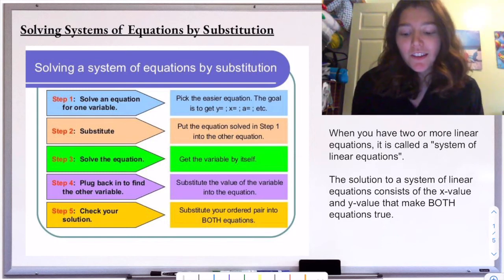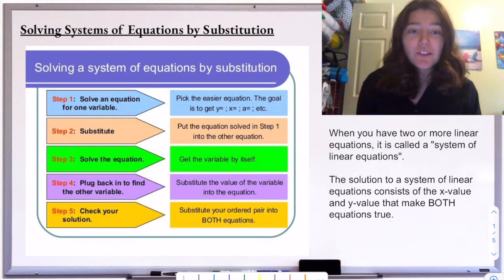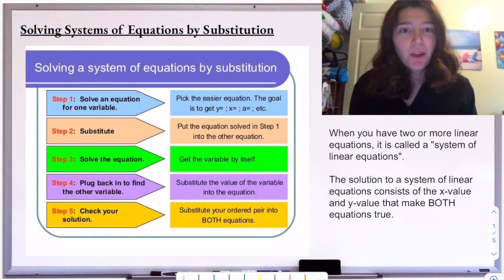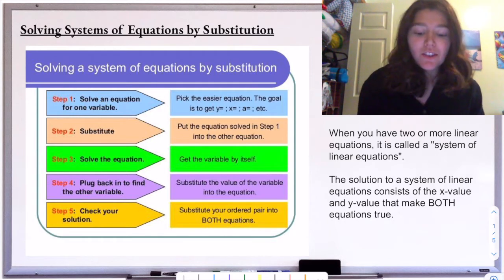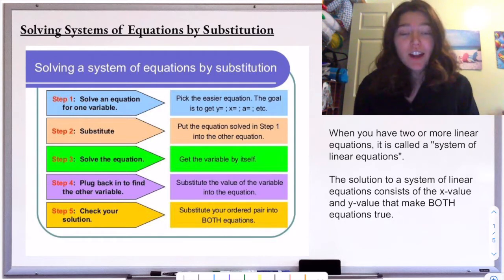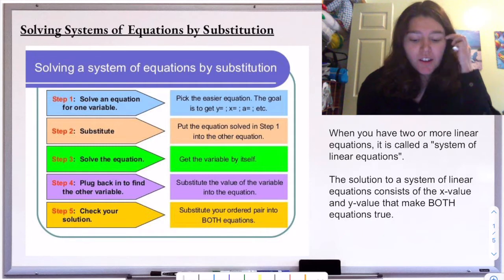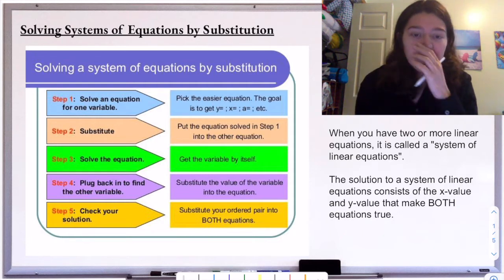Everyone, welcome to today's video on solving systems of equations using the substitution method. So last week we looked at solving systems of equations graphically, where we graph both of the linear equations and see where the lines intersect, and that is the solution. This week we're going to look at how we can do it without graphing, just using algebra.